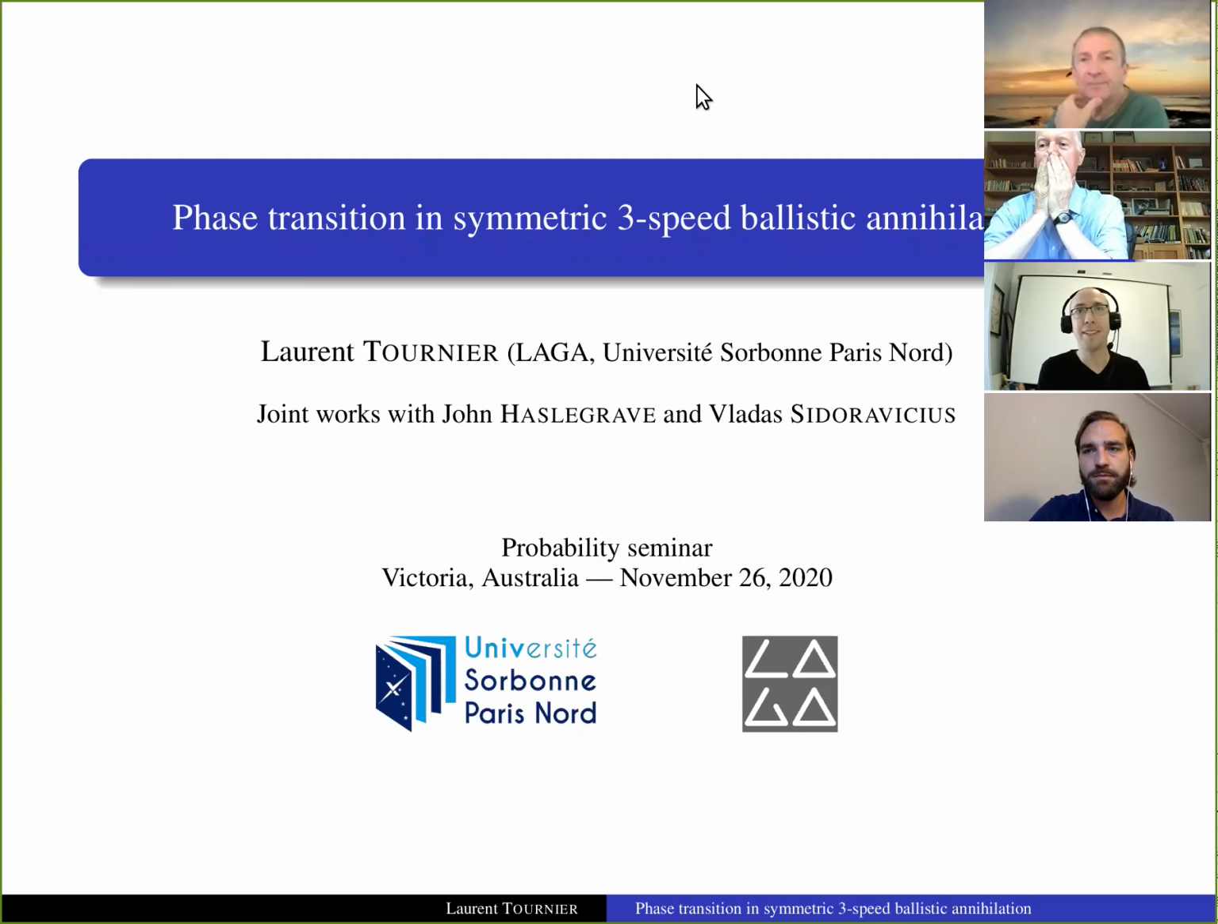So today I'll be indeed discussing this model of symmetric three-speed ballistic annihilation. The content of my talk is based on a few works that you can find on arXiv, both with J. Haslegrave, who is currently in Warwick, and with Vladas Sidoravicius. As you may know, Vladas sadly passed away last year. We had just finished our main paper on this model.